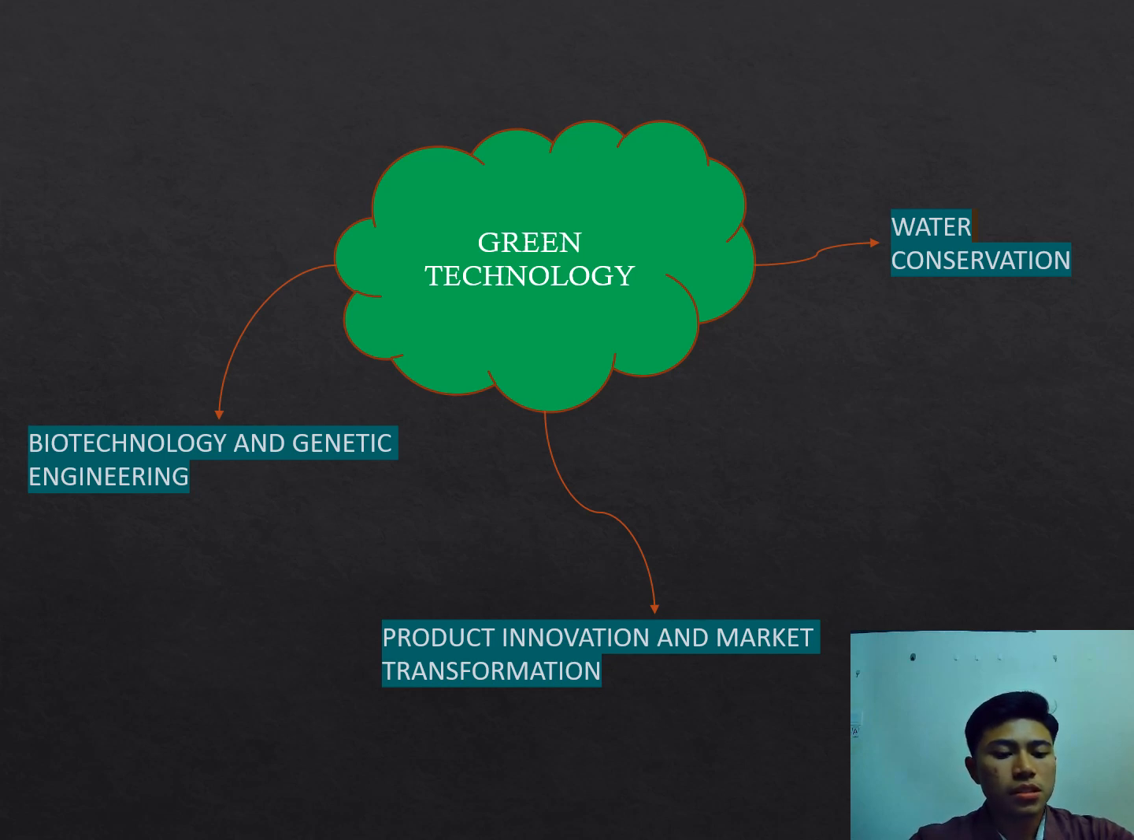Green technology focuses on water conservation practices in the synthetic palm oil industry. This involves implementing efficient irrigation systems, rainwater harvesting, and wastewater treatment technology to reduce water consumption and minimize pollution of water bodies.